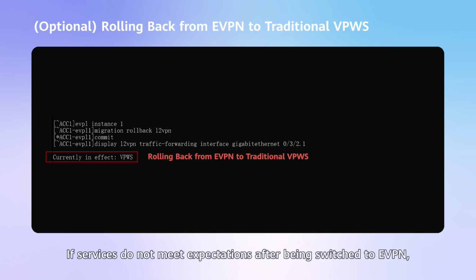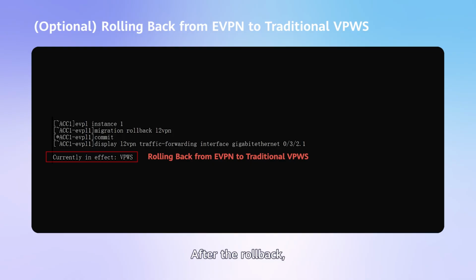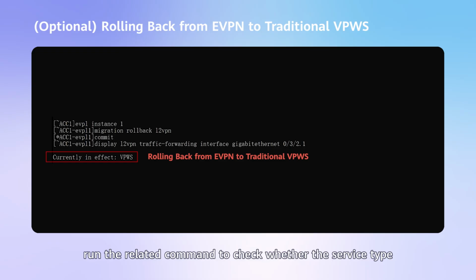If services do not meet expectations after being switched to EVPN, run the following commands to roll them back to traditional VPWS. After the rollback, run the related command to check whether the service type that takes effect on the interface is traditional VPWS. If it is traditional VPWS, the rollback is successful.